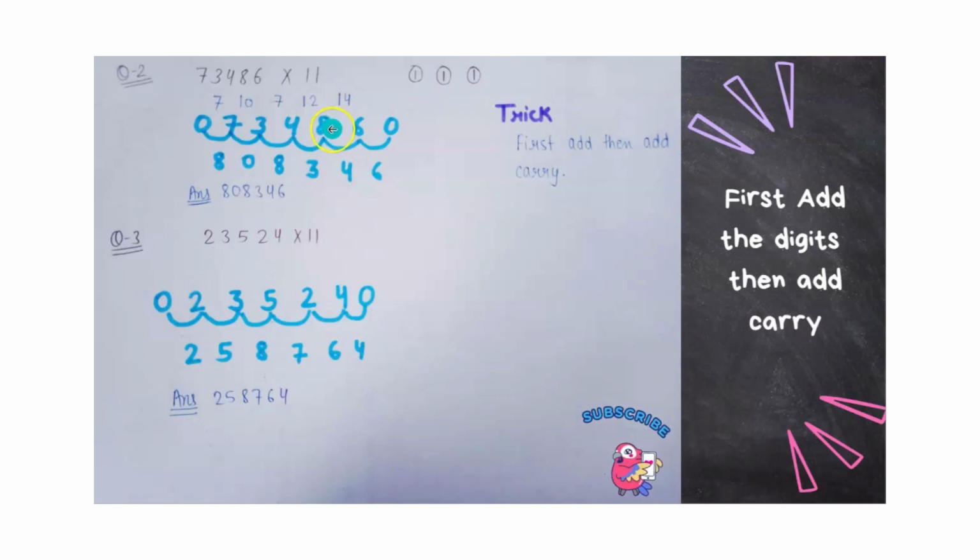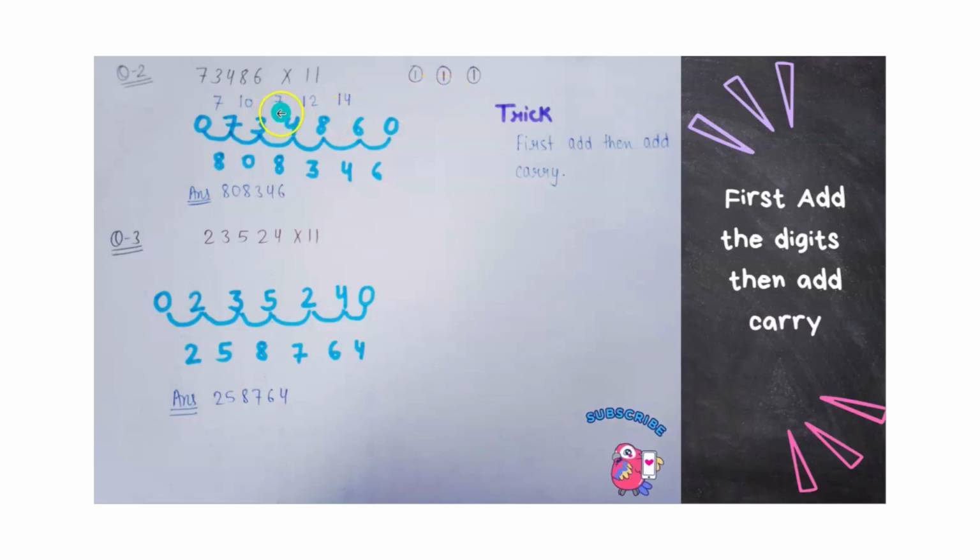Then proceed to the next digits. 8 plus 4 will give you 12. But you have one carry here. Therefore, you need to add this carry to this 12. So 1 plus 12 will give you 13. In the 13, 3 will remain as it is and 1 will be carried. So we'll just write it as 1. Then proceed to the next digits. 4 plus 3 will be 7. But you need to add the carry which you have just written.